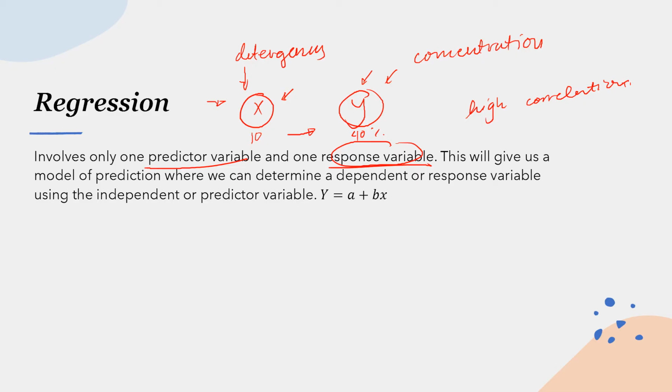So this will give us a model of prediction where we can determine a dependent or response variable using the independent or predictor variable. So for example, meron tayong data set.